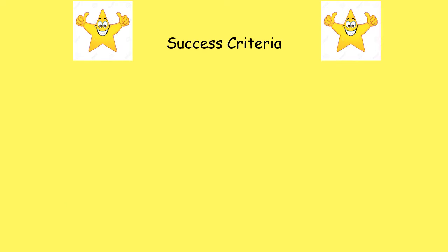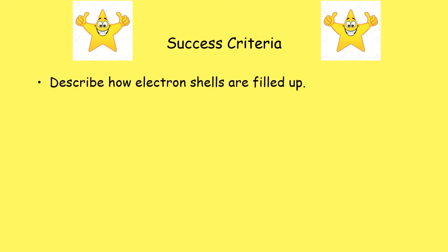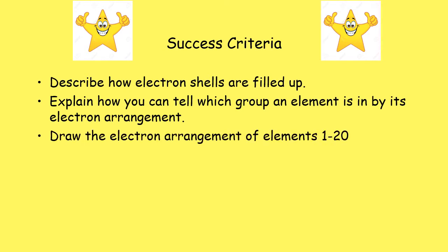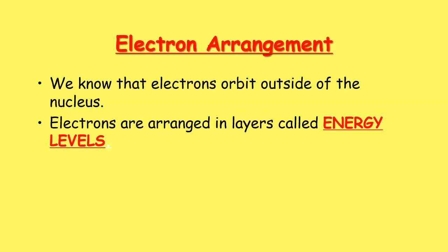The success criteria: we would want you to be able to describe how electron shells are filled up by electrons, explain how you can tell which group an element is in by its electron arrangement, and be able to draw the electron arrangement of elements in the first 20.